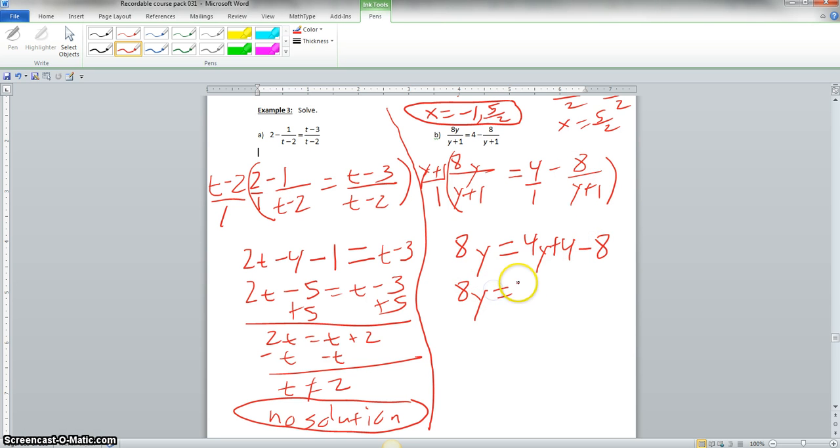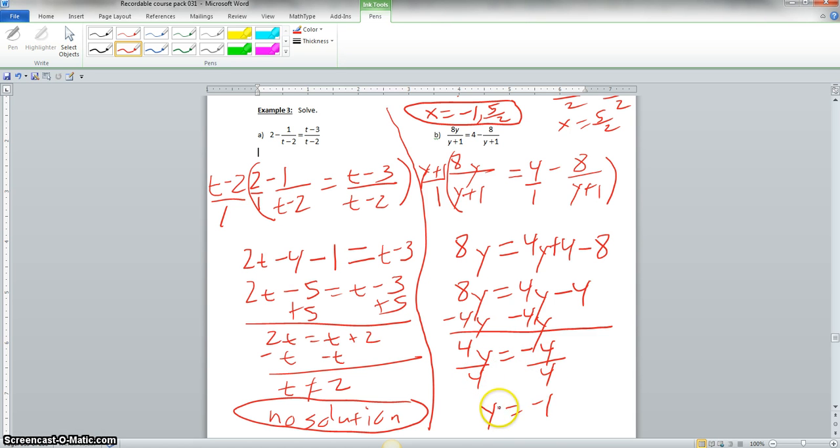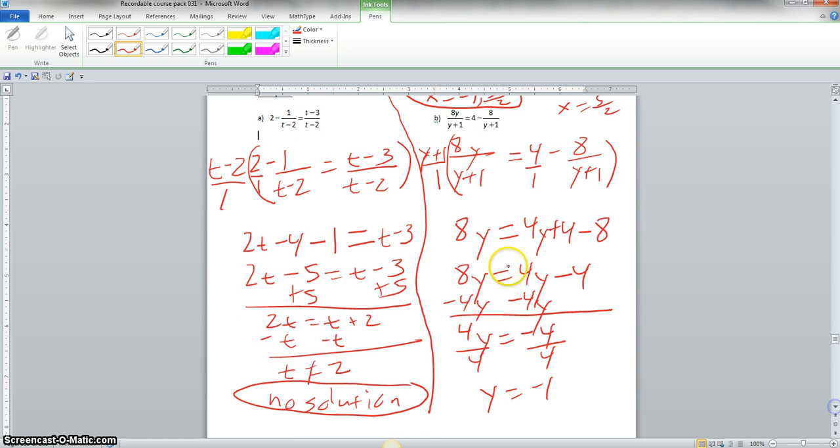So we have 8y is equal to 4y, 4 minus 8 will give you a minus 4. Now we will subtract 4y on both sides. And we will have 4y is equal to a negative 4. Now we'll divide each side by 4, and y is equal to negative 1. Now we look down here, if we substitute in negative 1 for y, negative 1 plus 1 is 0, so we know that makes that denominator 0, so it's the same as the previous answer. Y does not equal negative 1, so it's no solution.